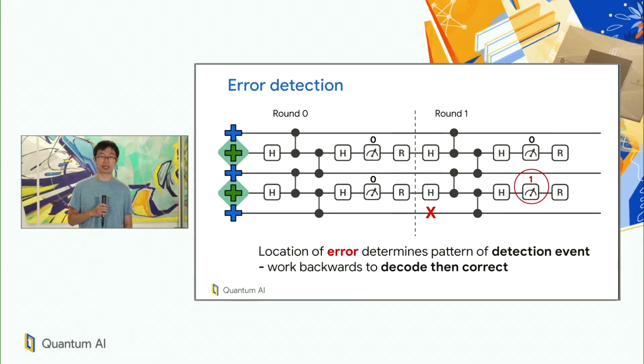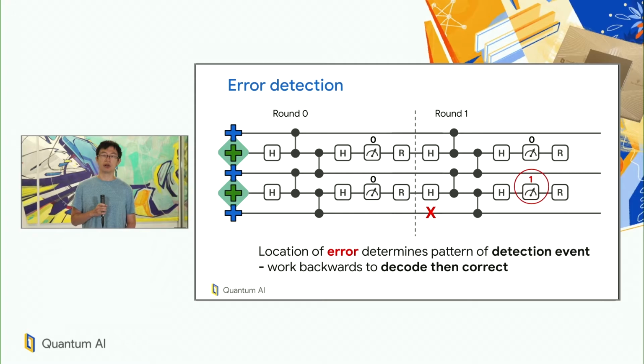Now, the important thing is that the pattern of detection events that we get depends on the location of the errors. For example, if I have an error on the bottom data qubit, I'm only going to flip the bottom measure qubit. And so conversely, we can also use the pattern of detection events to try to back out what the errors are that might have occurred. We call this process decoding, and it's how we try to figure out what corrections to apply to our data qubits.